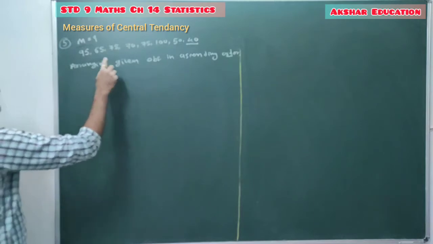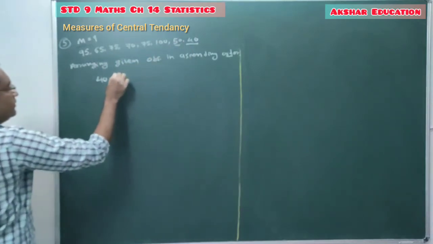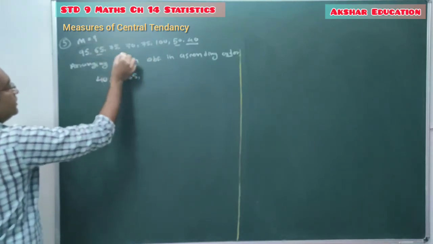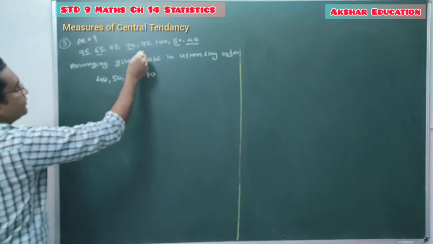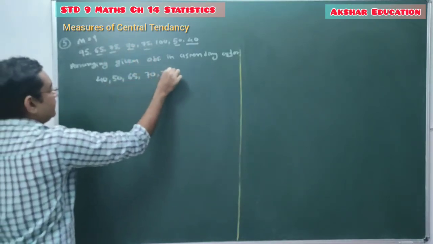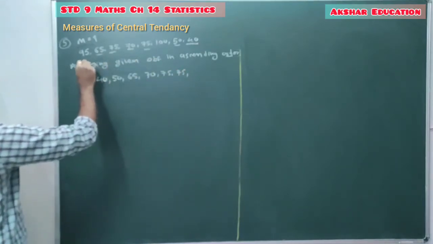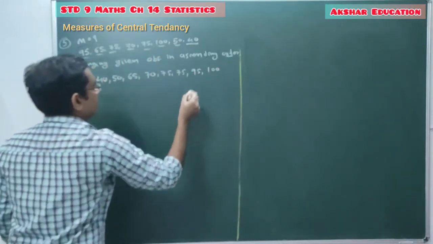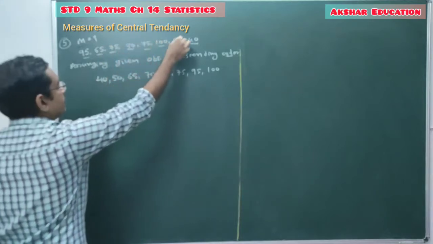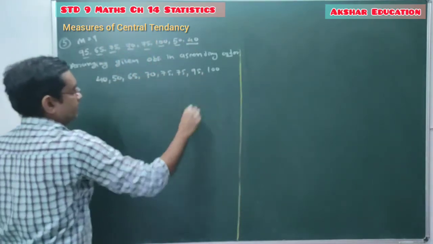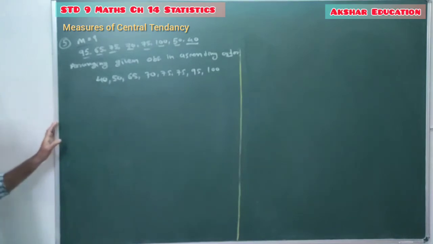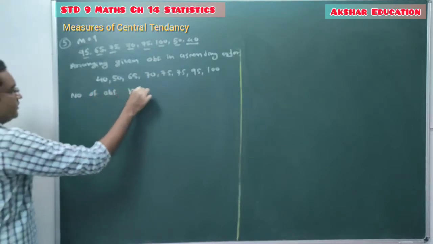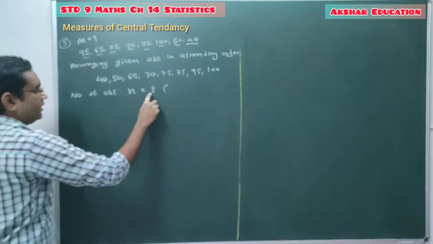So first you have to write 40. Then 50. After 50, 65 is there. After 65, 70 is there. After 70, 2 times 75 and 95 and then 100. Done. So 1 2 3 4 5 6 7 8. You have to verify your data. Now, number of observations are n equal to 8. So 8 is an even number.